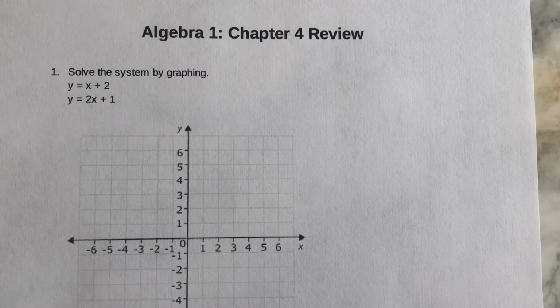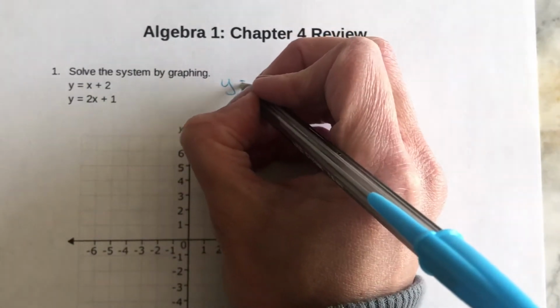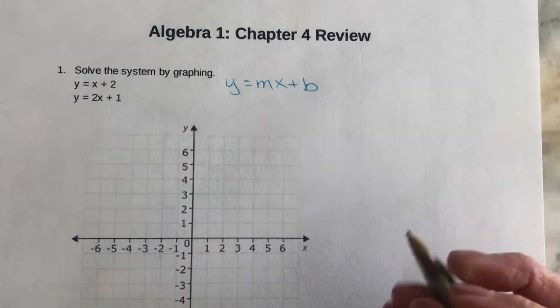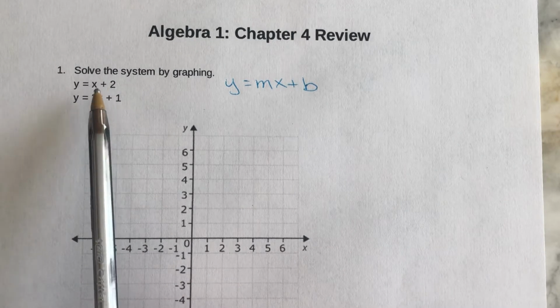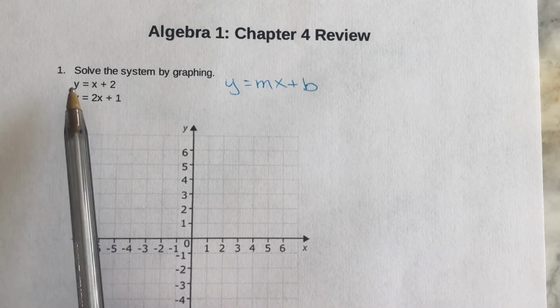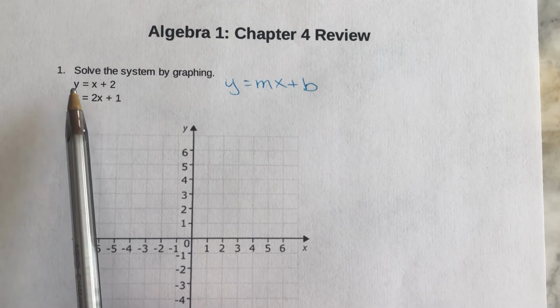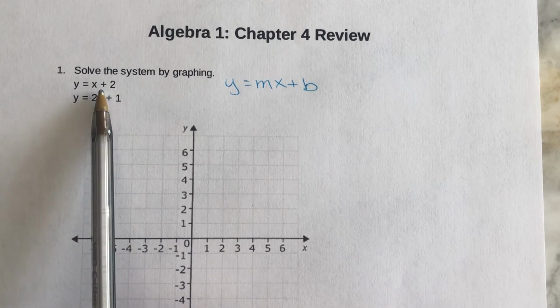When you're graphing, you want to make sure that each equation is in slope-intercept form first. So it has to be in the y equals mx plus b form. I'm going to look at both my equations. Y is by itself on both of those, so we're ready to go. Let's start by graphing the first equation, y equals x plus 2.